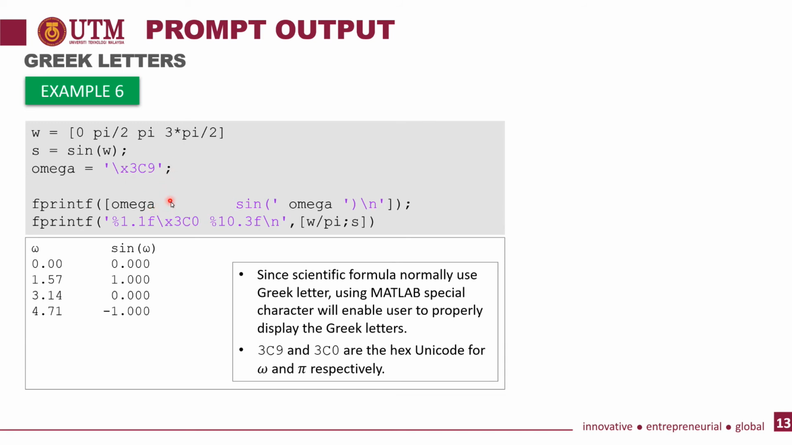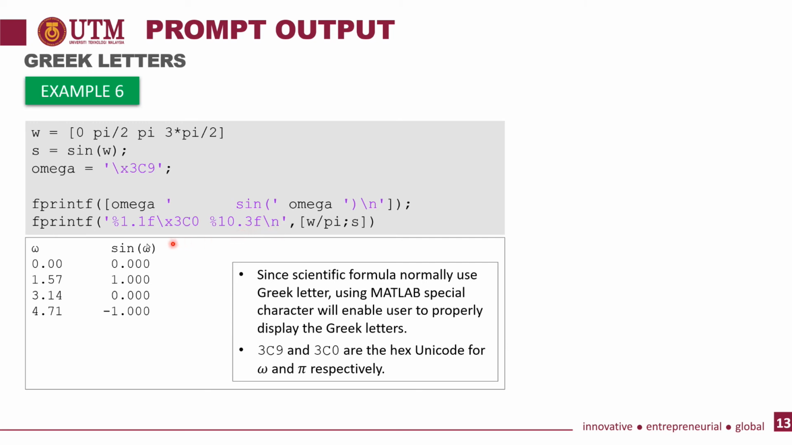And then you put your string here, and then the omega here, and then you put the \n because you want your next code to go to the next line. So you need to put \n here. Then you put fprintf again, and this is the placeholder here. And then you put \x3c0, so it will initialize the letter pi. You have a next placeholder here, which is a floating number with 3 decimal places, and then you have \n here, which initializes a new line.